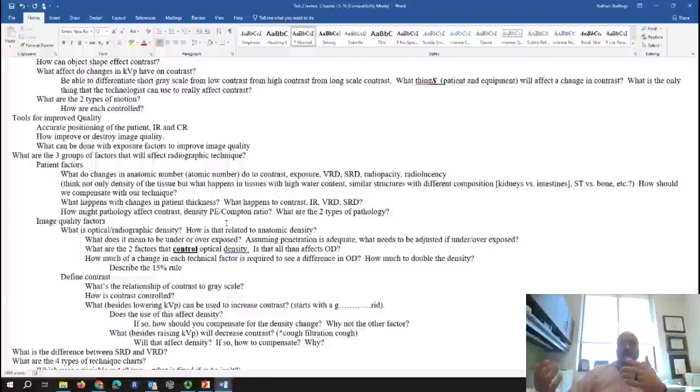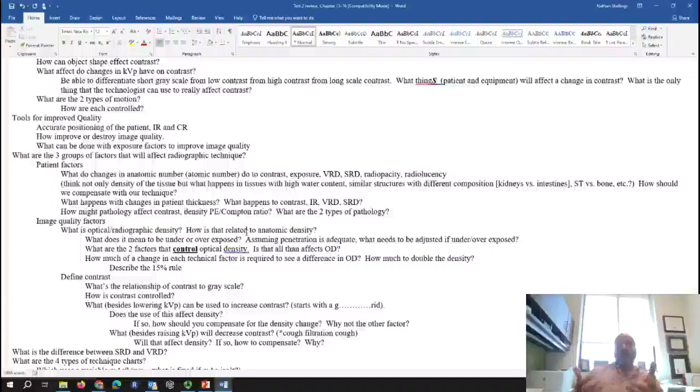But it could be that we get an increase in Comptons if the pathology is something like pleural effusion, right? So again, two types of pathology: additive, destructive. Image quality factors: optical density, contrast, resolution would be what that's referring to. Anatomical density is inversely related to radiographic density.